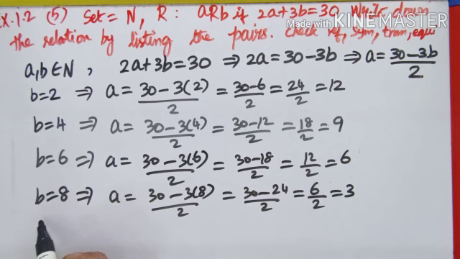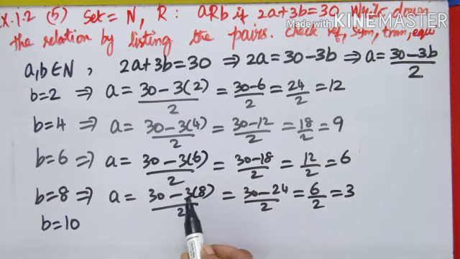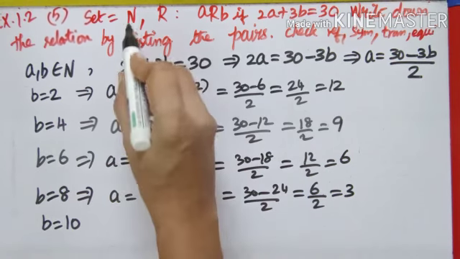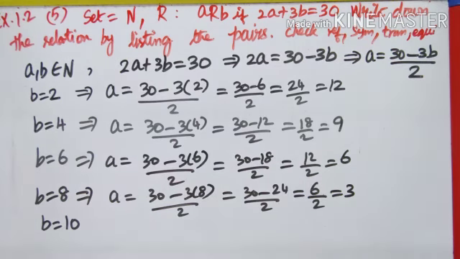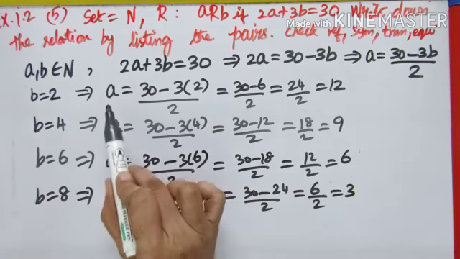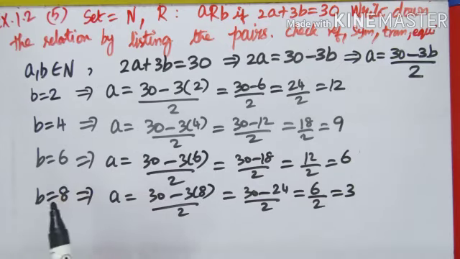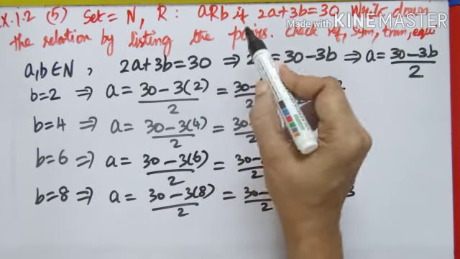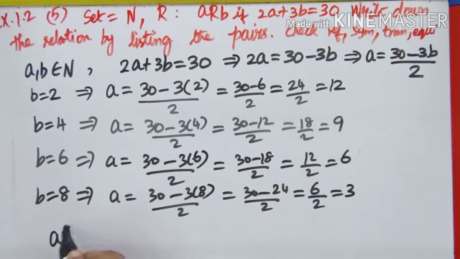Can I put B equal to 10? If I put B is 10, 30 minus 3 into 10, 30. 30 minus 30 will become 0. 0 is not a natural number. So B equals 10 is not suitable. We shall tabulate A value and B value. My question is A related to B. So A related to B only is given.